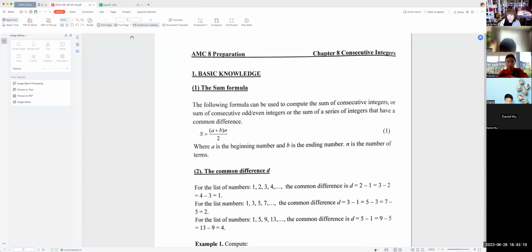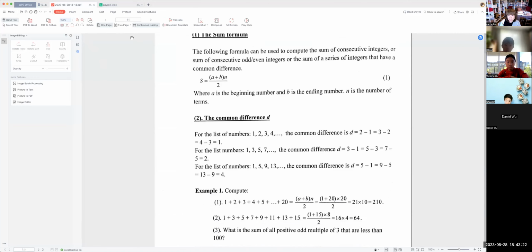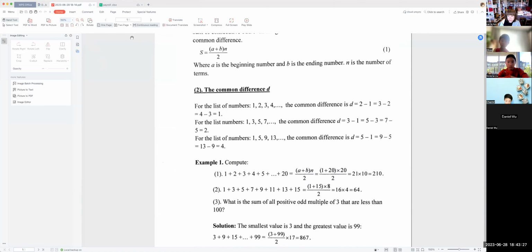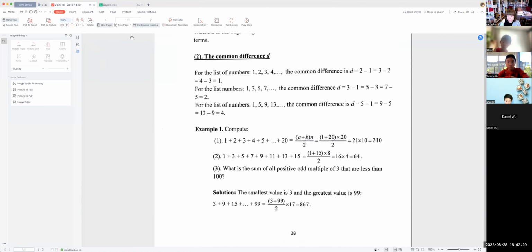Okay, so let's take a look at this one. Today we're learning consecutive integers. In order to find the sum of an arithmetic sequence, I think everybody knows how to do it, right? Let's practice. Number 1, number 2, and number 3: 1 plus all the way to 20, 1 plus all the way to 15, and what is the sum of all the positive odd multiples of 3 that are less than 100? Don't look at the answers, try it yourself first.